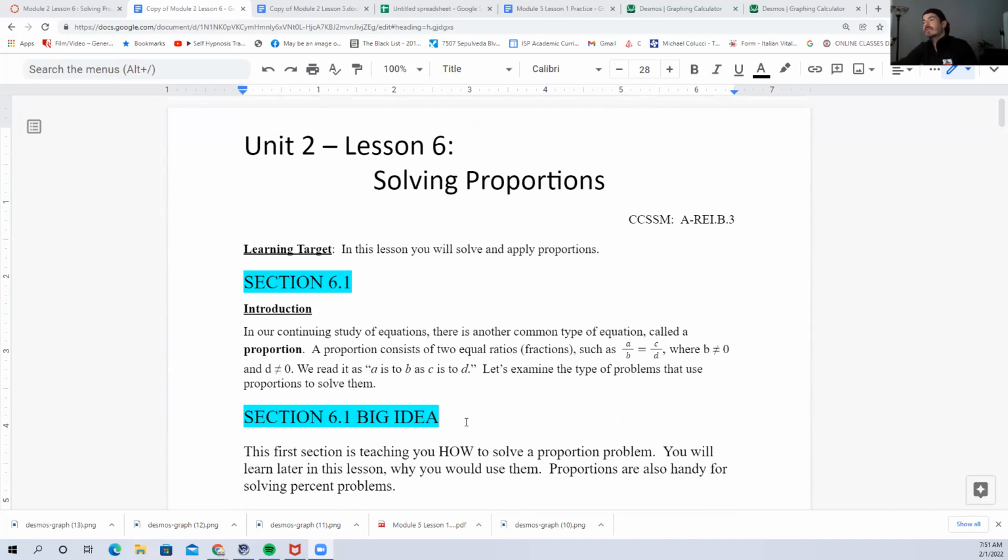Unit 2, lesson 6, solving proportions. Learning target: in this lesson, you will solve and apply proportions. Proportions consist of two equal ratios. A ratio is just a fraction, such as A over B equals C over D, where B does not equal 0 and D does not equal 0. Why? Because whenever you divide a number by 0, the answer is undefined. 0 over some number is 0, but some number over 0 is undefined. We read it as A is to B as C is to D.